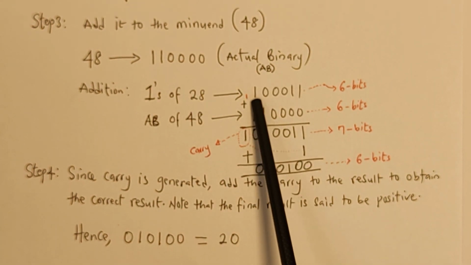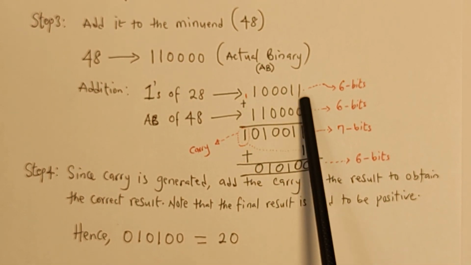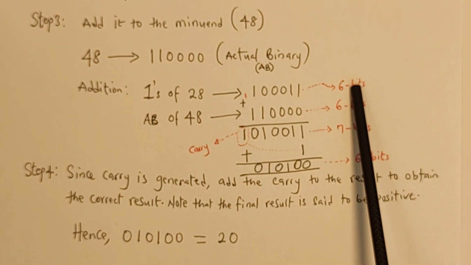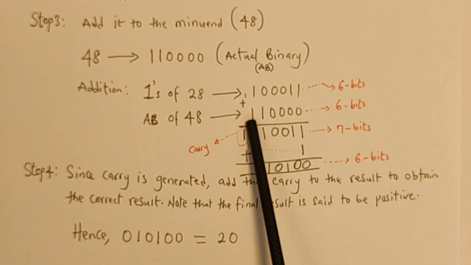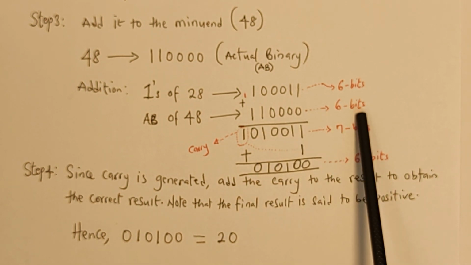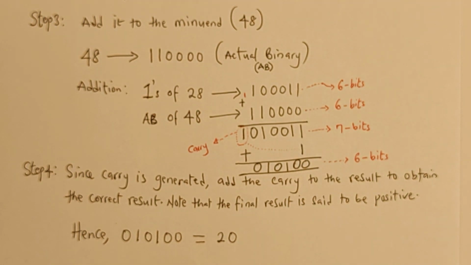So we have 1 0 0 0 1 1. This is the first complement of 28, which is in 6 bits. Now the actual binary of 48 is 110000, which is also in 6 bits. So it means these 6 bits are equal, so the operation can proceed because we have an equal number of bits.